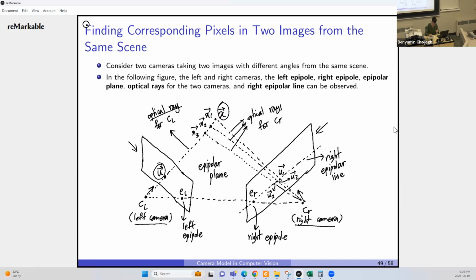This is the optical ray for the left camera. Also, consider the points on this optical ray. Each of them can be seen, with their corresponding pixels, in the right picture. So I will have U1, U2, U3 for X1, X2, X3. These are optical rays for the right camera. What is an optical ray? Again, it is the line or ray connecting the 3D object to the lens.